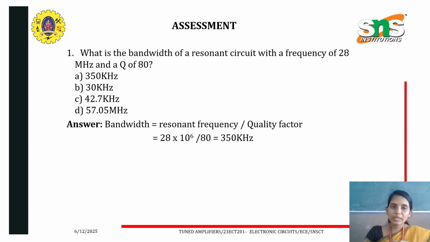Today's assessment: what is the bandwidth of a resonance circuit with a frequency of 28 megahertz and a quality factor of 80? We know the relation between the bandwidth and the quality factor, which is inversely proportional. So bandwidth is equal to resonant frequency divided by quality factor. By applying the formula, we obtain the bandwidth as 350 kilohertz.